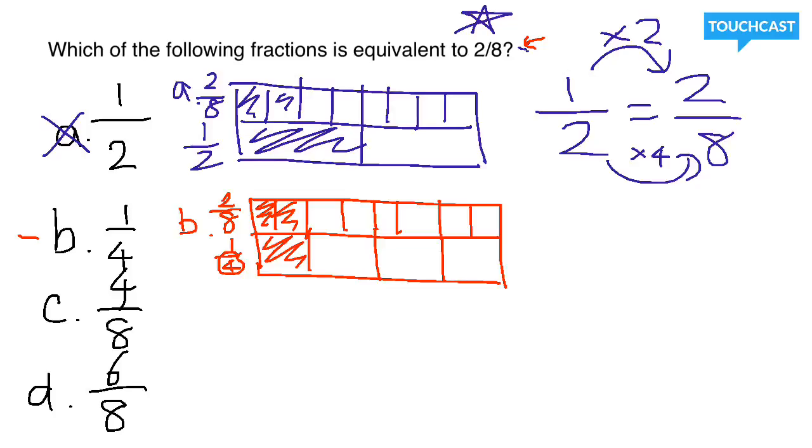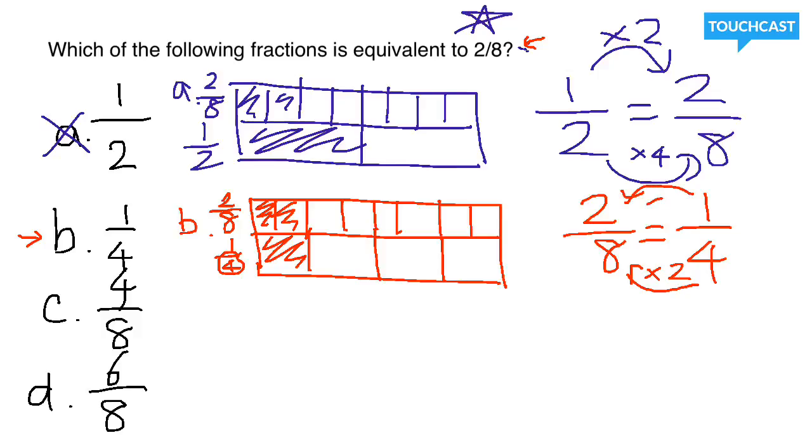Oh my gosh, they look equivalent. Let's see if my algorithm matches. I'm going from a small number to a big number, so make sure your arrow goes this way. 4 times what equals 8? Times 2. 1 times what equals 2? Times 2. Beautiful. So that looks like the answer, but I want to disprove the others.